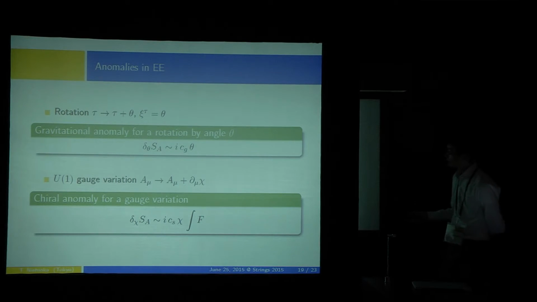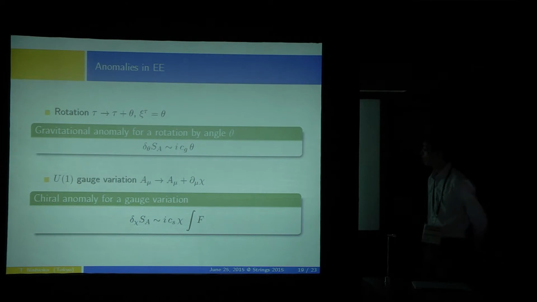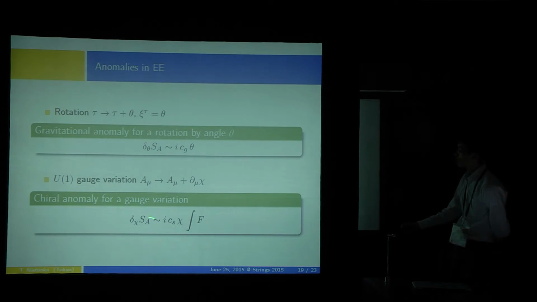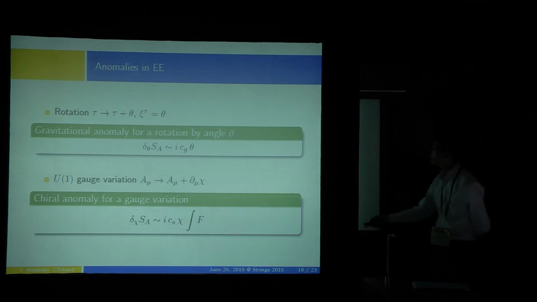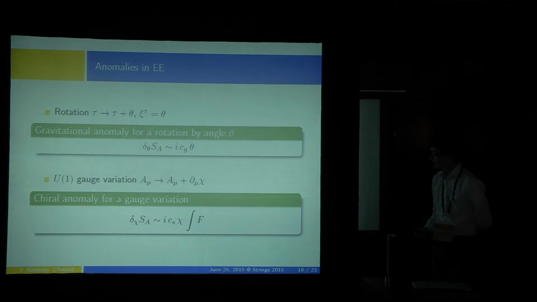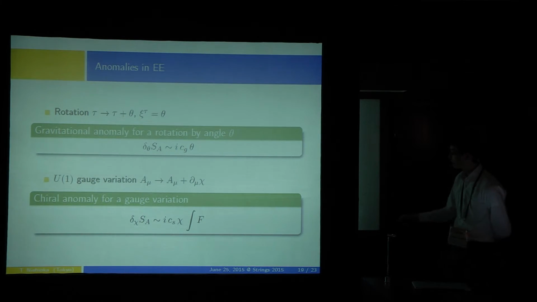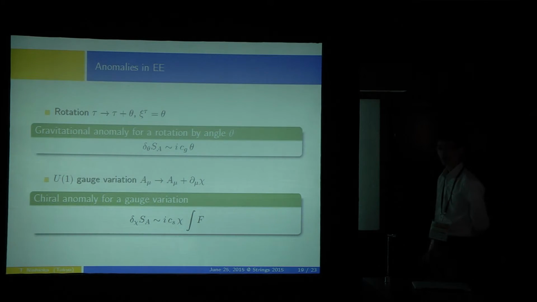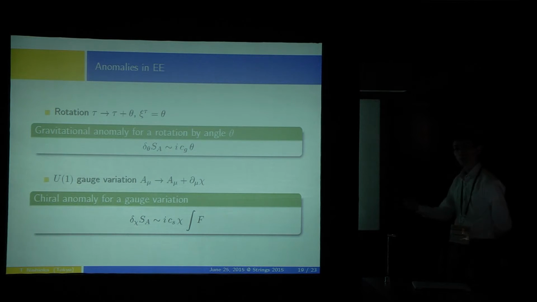If I naively apply the formula, then I get the chiral anomaly inside the entanglement entropy. So the gauge variation of the entanglement entropy is proportional to Cs, some coefficient which parameterizes the chiral anomaly, times chi, some gauge variation parameter, times the integral of f. But here I have a very big assumption: that the value of the integral of f does not depend on the replica parameter.